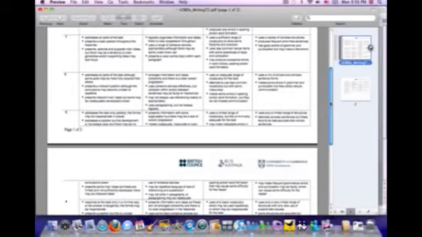A Band 7 level student will write frequently error-free sentences. So there will be a number of sentences in the essay that do not have any grammatical or punctuation or choice of vocabulary errors. The errors that are present in a Band 7 level are quite minor, and they are remote, which means that they're not very common. They're not in every single sentence.